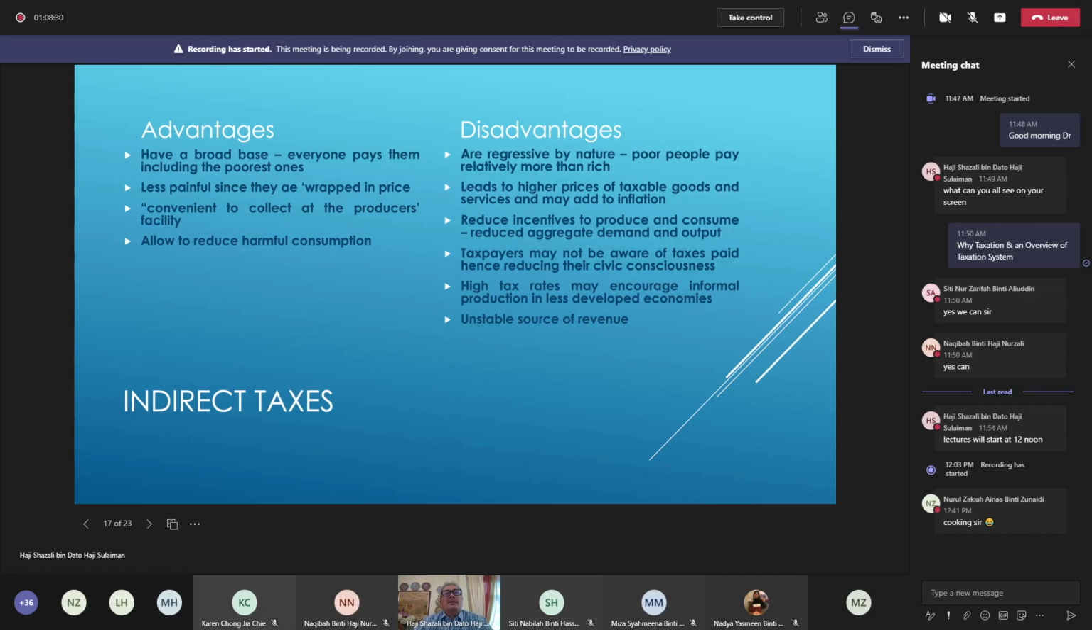Okay, disadvantages: it is regressive by nature. Poor people pay relatively more than the rich, it leads to higher prices of taxable goods and services, and may add to inflation, reduces incentive to produce and consume, reduces aggregate demand and output. Taxpayers may not be aware of taxes paid, hence reducing the civic consciousness.